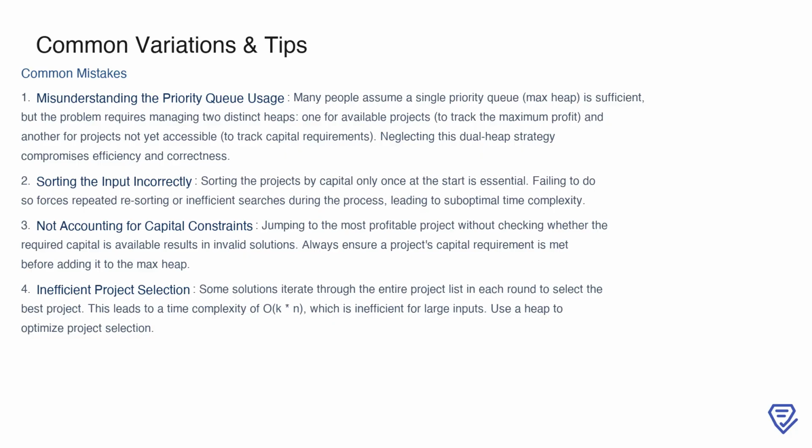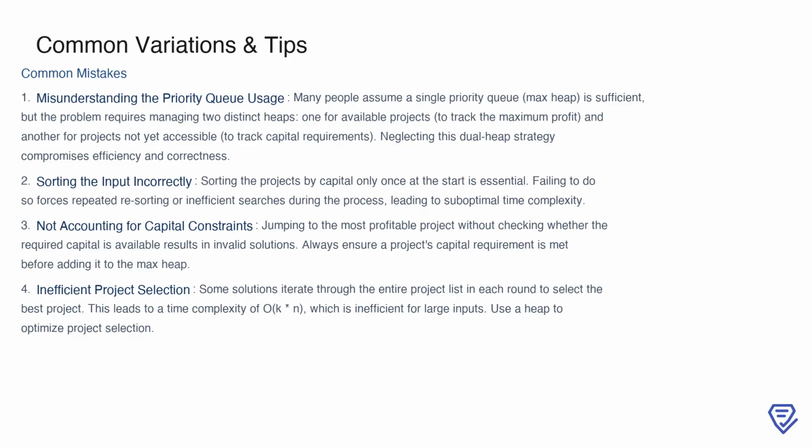One of the most common mistakes when solving the IPO problem is misunderstanding how to use priority queues effectively. Many assume that a single max heap will suffice, but this approach falls short because the problem requires managing two distinct heaps. One heap is used to track projects based on their capital requirements, while the other tracks the most profitable projects that are currently available. Neglecting this dual heap strategy can lead to inefficiencies and incorrect solutions.